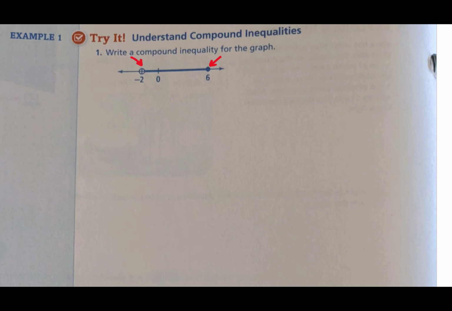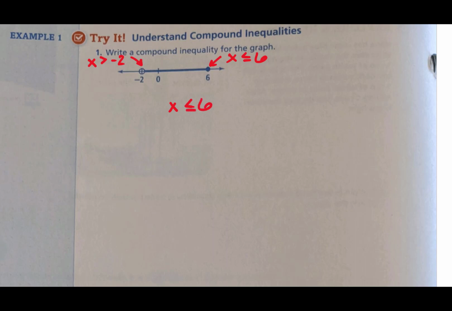So if we just look at this -2, we could write x is greater than -2. And then for the 6, if we ignored the -2, if we just wanted to write an inequality for the 6 with the closed dot, we'd say x is less than or equal to 6. So we've got the two pieces, but we want to combine this. That's that compound inequality idea. And so we're going to write x in the middle, and then we can copy this 6 part. So x is less than or equal to 6.